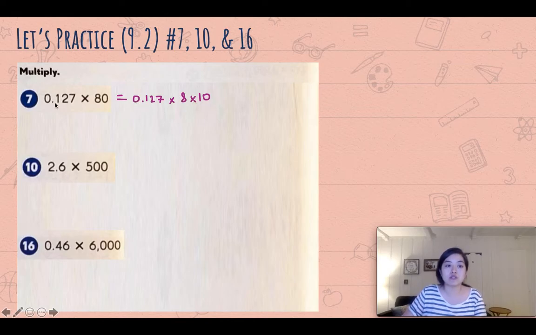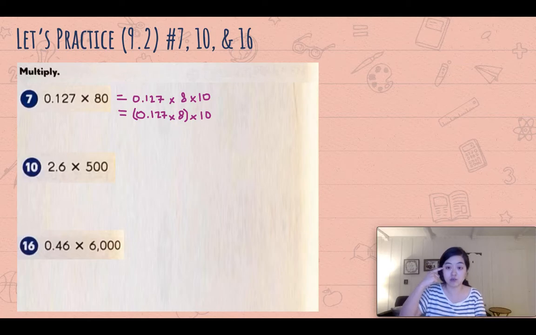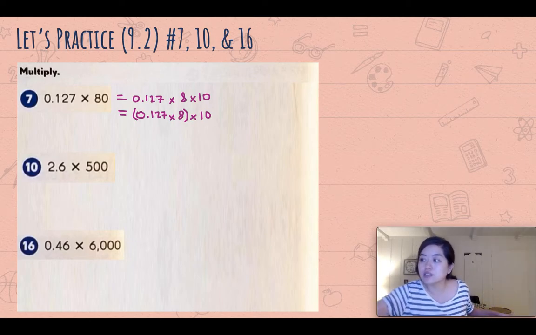So 0.127 times 80 becomes 0.127 times 8 times 10. Because I have the same operation of multiplication sign over here, the times sign, I'm going to do 0.127 times 8 first. So I'm going to put that in parentheses to show me, oh, okay, I have to do that first. And I wrote that out here for us.